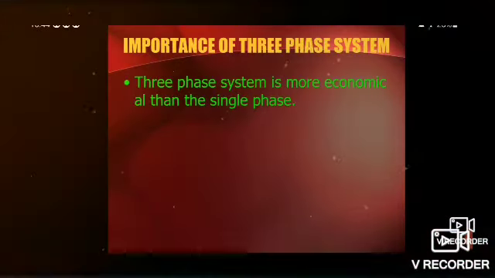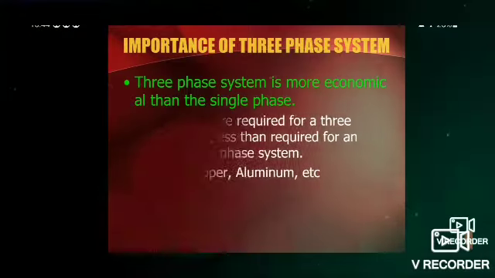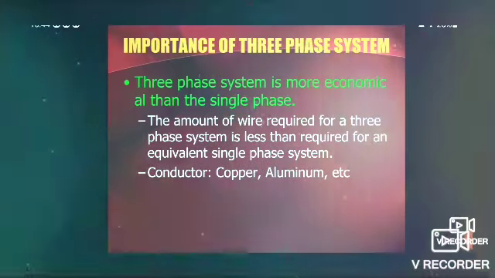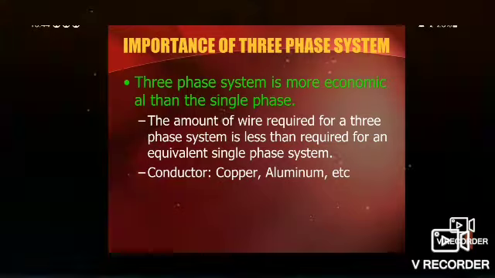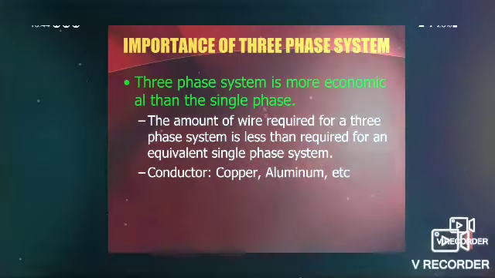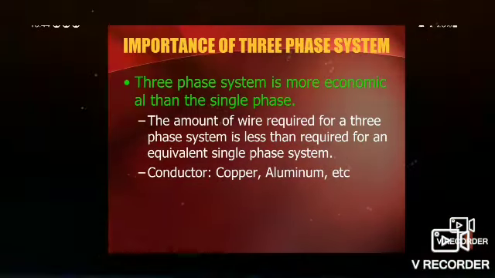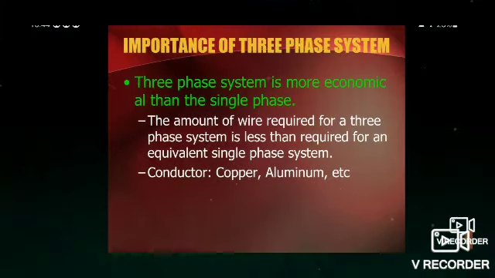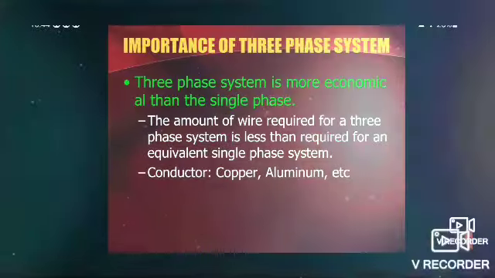Then a three-phase system is more economical than the single phase, since the amount of wire required for a three-phase system is less than that required for an equivalent single-phase system. Also the conductors used are copper and aluminium.